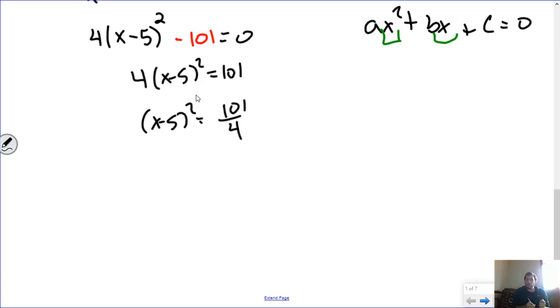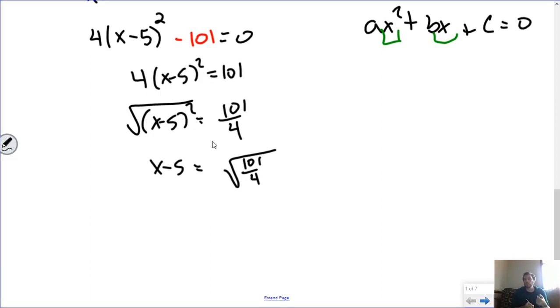Then get rid of that square by taking the square root of both sides. So if I take the square root of the left side, they cancel out. I'm just left with x minus 5. And then if I take the square root of the right side, I get the square root of 101 over 4. Now, again, we have to be careful.